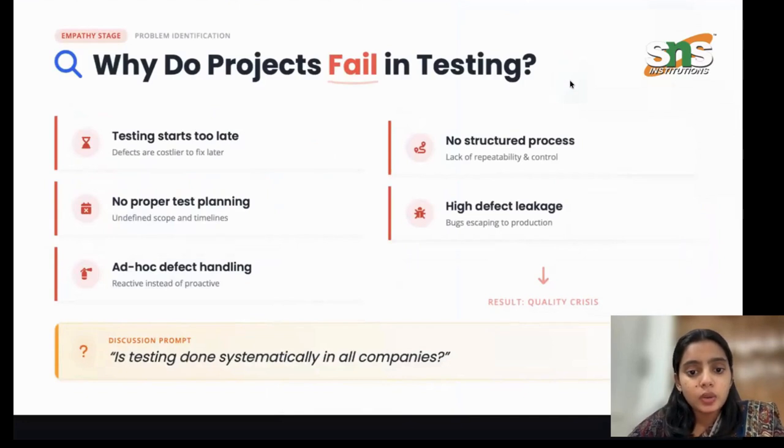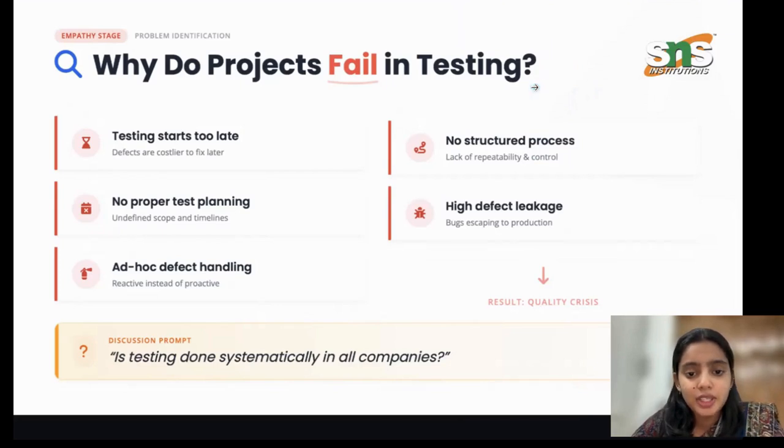Okay. So let us begin with the question. Why do projects fail in testing? Some common reasons are: testing starts too late, no structured progress, no proper test planning, ad hoc defect handling, high defect leakage, bugs especially reaching production. What will be the result? The quality crisis. So let me ask you, is testing done systematically in all companies?